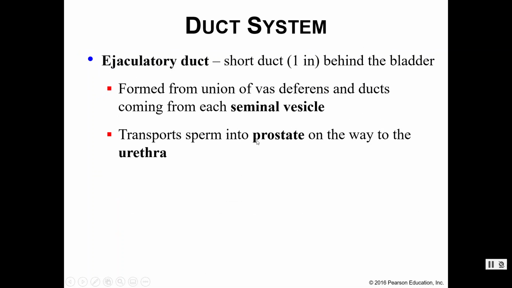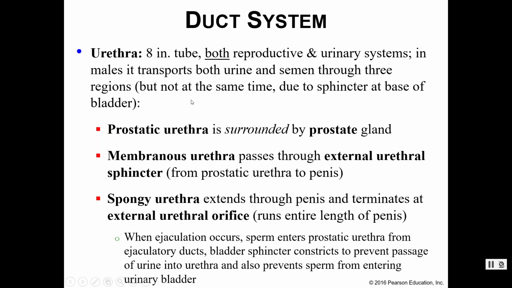Now, the next section is the ejaculatory duct. It is a whole 1 inch long, kind of short. It sits behind the bladder. It forms from the union of the vas deferens and the ducts of the seminal vesicles. We are going to transport sperm through the prostate on the way to the urethra itself. It's very short. It's really just a transport tube. And then we get into the urethra.